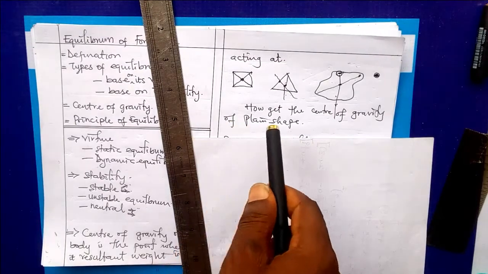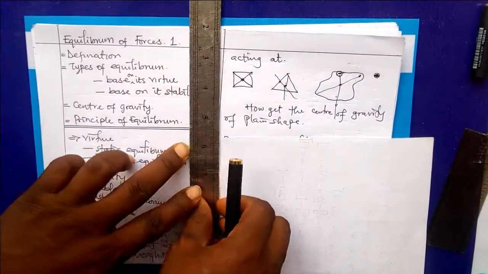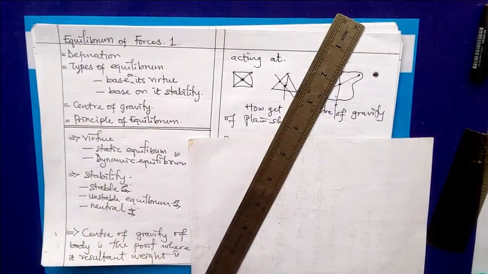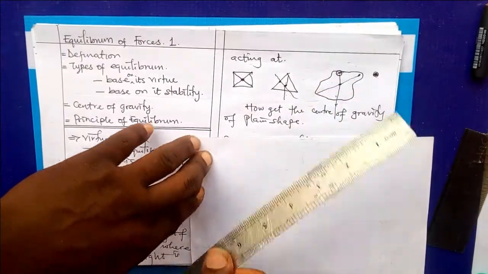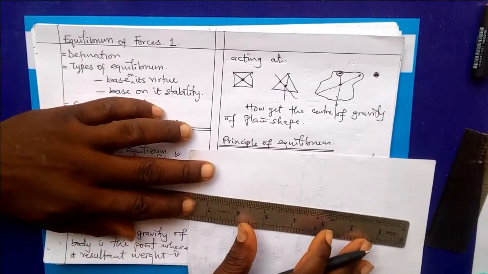So I said this is how to get the center of gravity of plane shapes. Then the next thing we're going to talk about is the principle of equilibrium. We say for a body to be in equilibrium, it must neither accelerate nor rotate. That is, it must not accelerate and it must not rotate. So that results in two principles for a body to be in equilibrium.